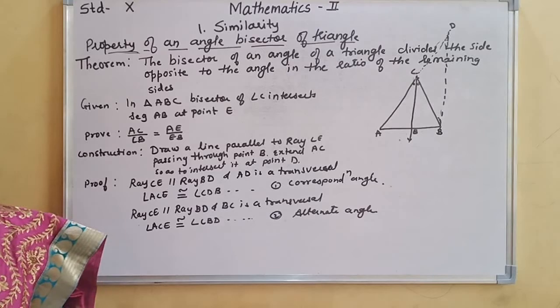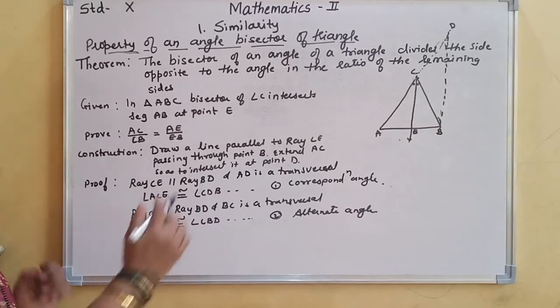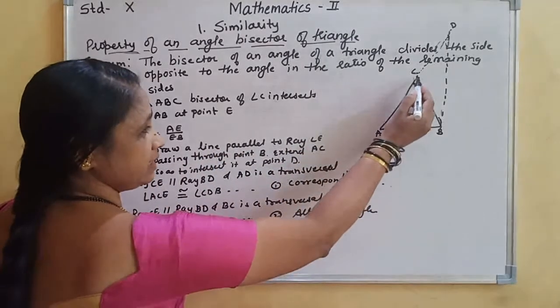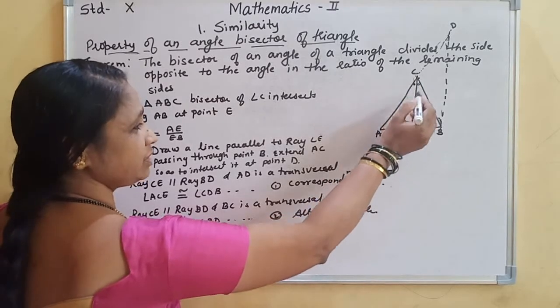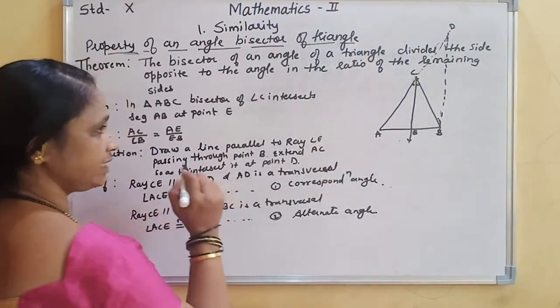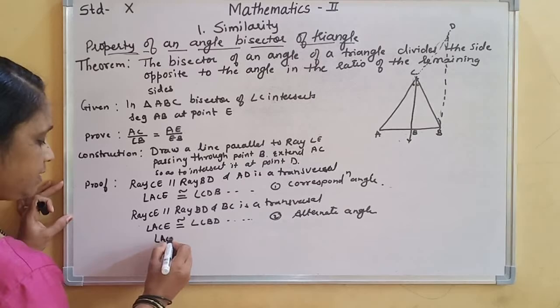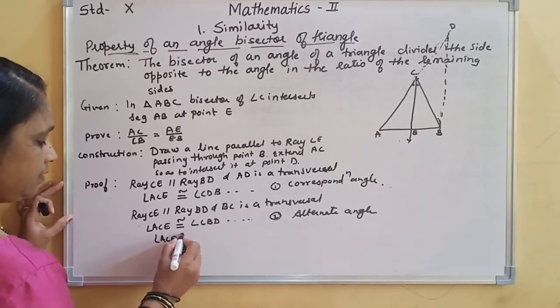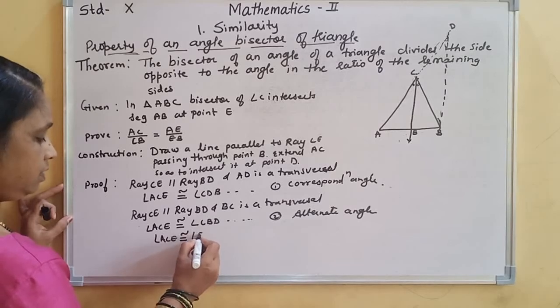Next, what is given? See this angle C. Angle C is bisected by ray CE. Due to this, angle C is bisected, which means angle ACE is congruent to angle ECB.